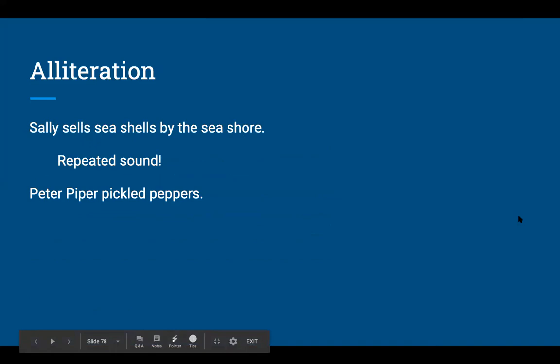So now getting into under that word awareness, just to further define before we move on to phonics, what alliteration is. So alliteration is when that beginning sound is the same. We have a repeated sound. So Sally sells seashells by the seashore, and then Peter Piper pickled peppers is referred to as alliteration, repeated beginning sound.